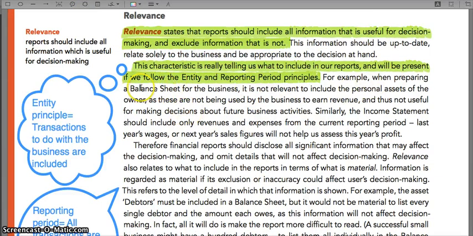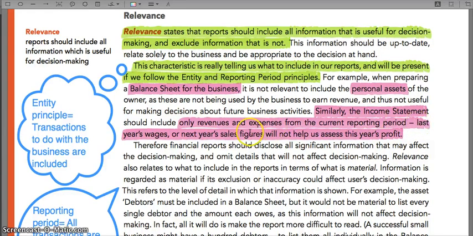So it goes on to say that when we're preparing the balance sheet for the business, obviously personal assets aren't relevant because they're not to do with the business. Similarly, the income statement should only include the revenue and expenses from the current period. So anything that happened in a previous year's period, so for example last year's wages or next year's sales figures, is not going to help us make decisions for this particular accounting period.